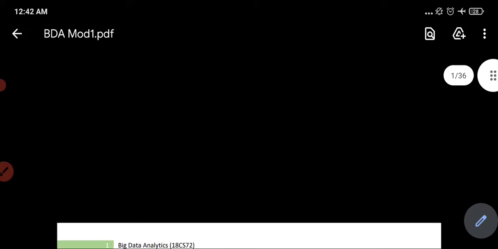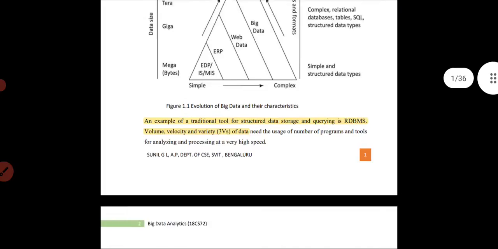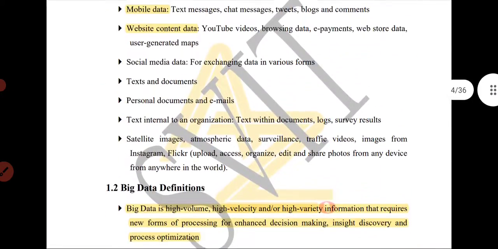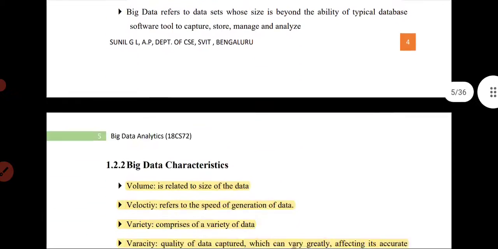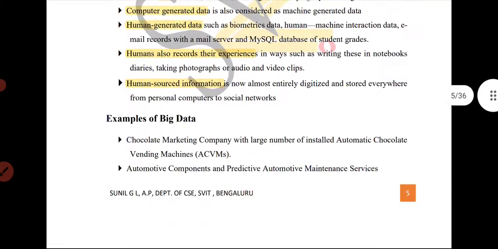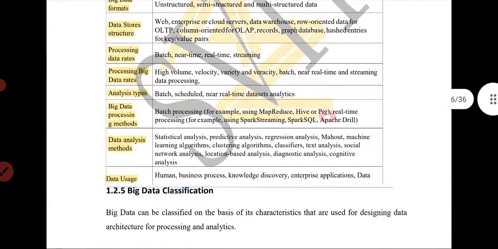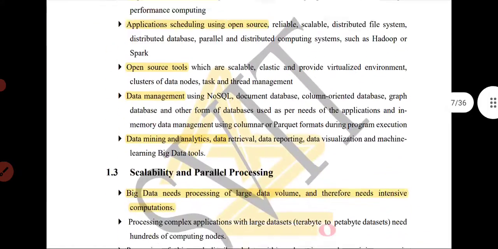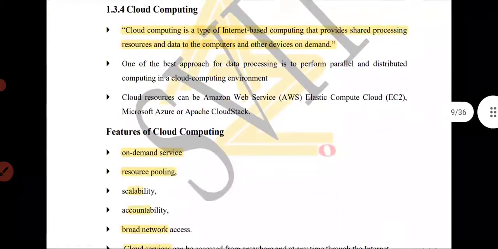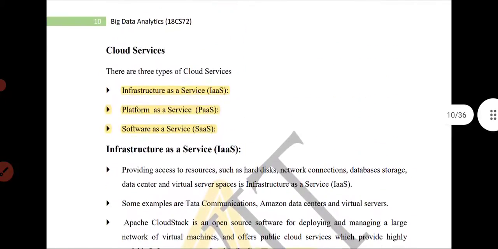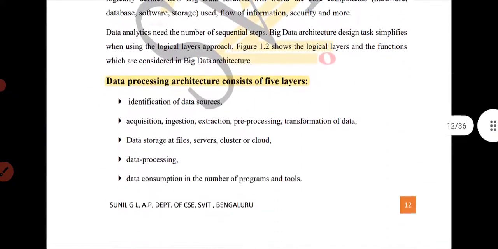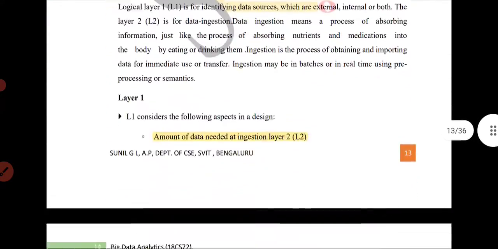Let me just sum up. Here you learned about the need for big data, what web data is, and different types of data: structured, semi-structured, multi-structured, and unstructured. The definition of big data and its characteristics, that is the 4 V's, and the types of sources where we can get big data. Next, big data classification, handling techniques, scalability and parallel processing. Then cloud computing features and the services provided by the cloud, and data architecture design. These five layers are important.